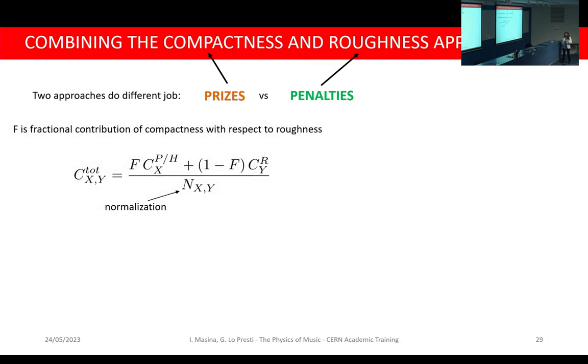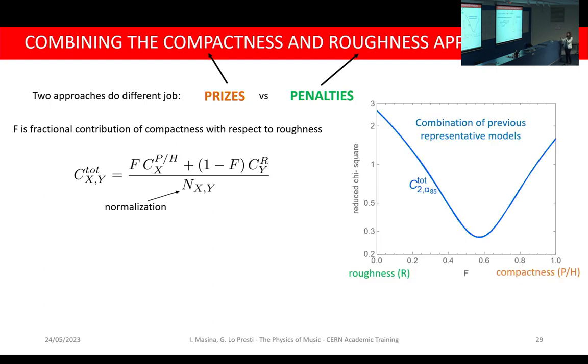So let's try to mix them, to add them, and introduce the parameter F, which is the fractional contribution of the compactness model, whatever it is, with respect to the roughness model, whatever it is. So X and Y are the specific models, whatever they are. You normalize, of course, because you want your total consonance indicator at the end to be normalized from 0 to 1 to be confronted with the data. And you study the reduced chi-square as a function of this parameter F. So that if F is 0, you have just roughness, and if F is 1, you have just the compactness model.